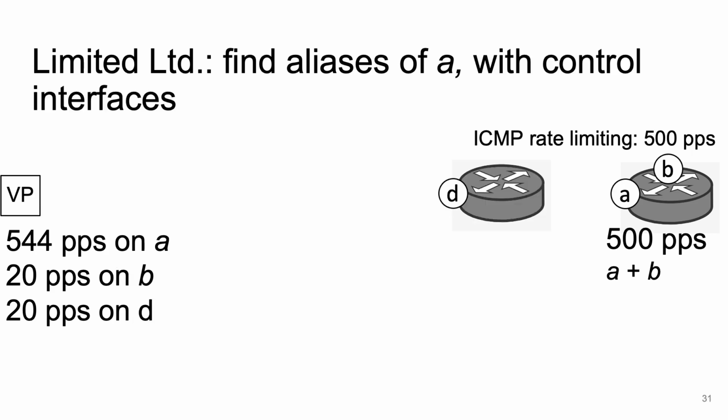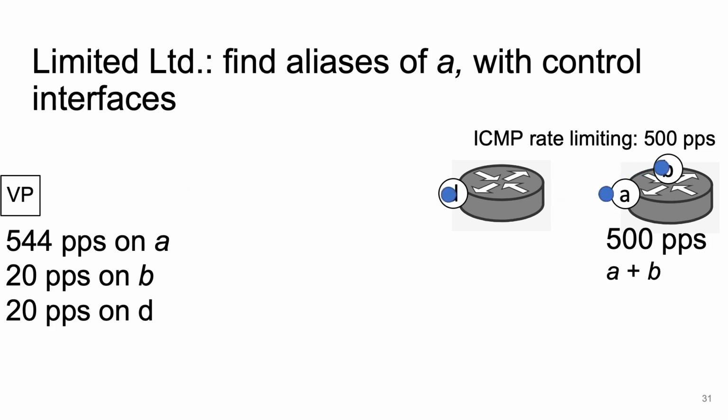We've come up with the concept of control interface. Control interfaces are obtained for each interface in our input set. We perform a Paris traceroute towards these interfaces, and we save the last, the closest interface from the target interfaces, and we call that control interfaces. And whenever we're probing a target interface, we also probe its control.